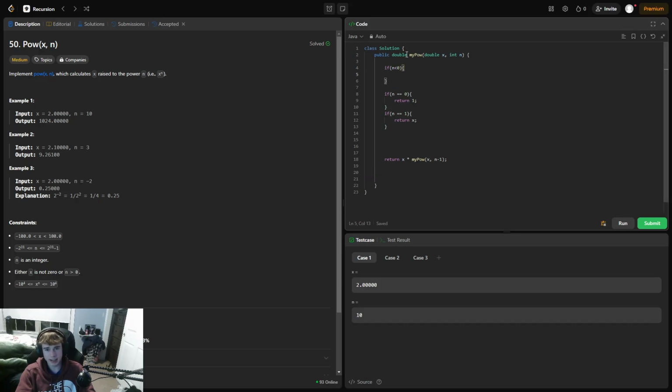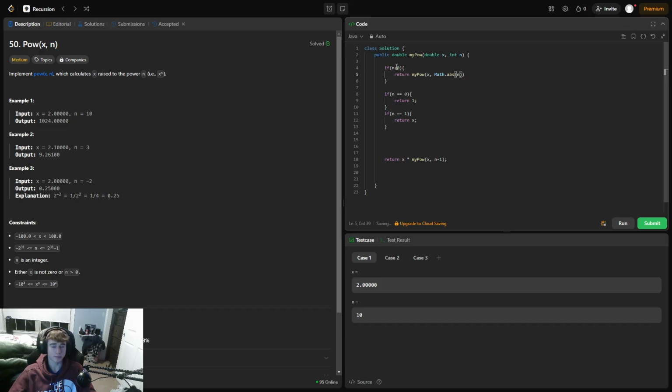So if n is negative, we're just going to return x times myPow of x, comma, math dot absolute value. No, we're not going to use this up front. We're going to do myPow of x, comma, absolute value of n, and this will make it positive.